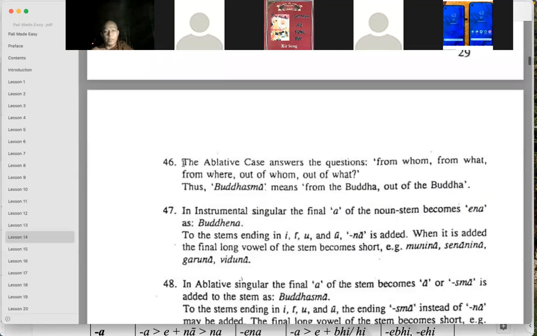And then the ablative case in the next paragraph. The ablative case answers the question from whom or from what or from where, sometimes out of where, out of what. So Buddha plus Sama. Sama is the ablative case sign. So it means from the Buddha or out of the Buddha in this way. Okay, that is how the instrumental and ablative are translated into English, or how to understand their meaning in English. So commonly, not precisely.